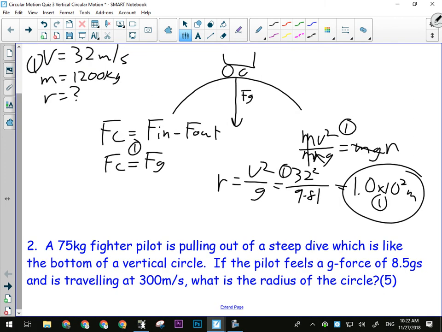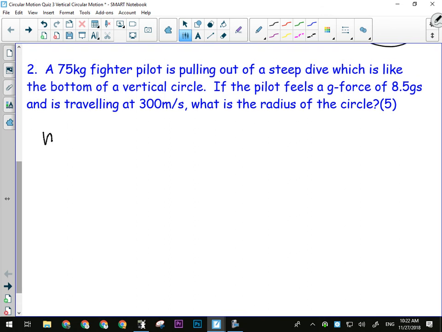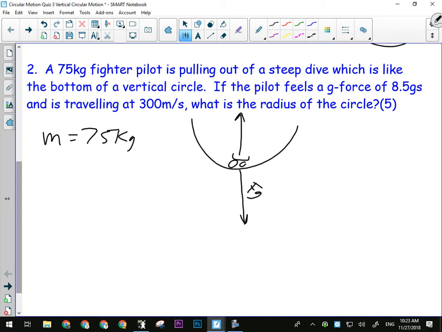Okay, and then we did one like this just the other day. We have a 75 kilogram fighter pilot pulling out of a steep dive, which is like the bottom of a vertical circle. So we're dealing with this point right here. I'm not going to try and draw a plane. It's a plane, but that's a car. Doesn't matter. That's the point in the circle we're dealing with. At that point, our force out will be gravity, and our force in will be normal force.